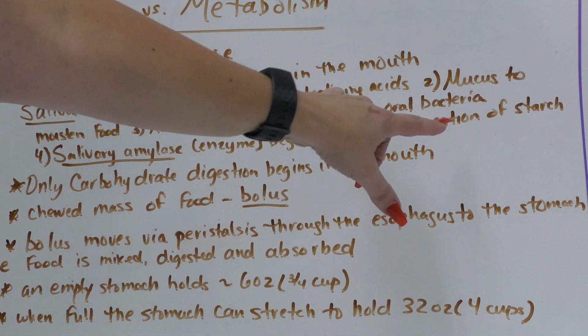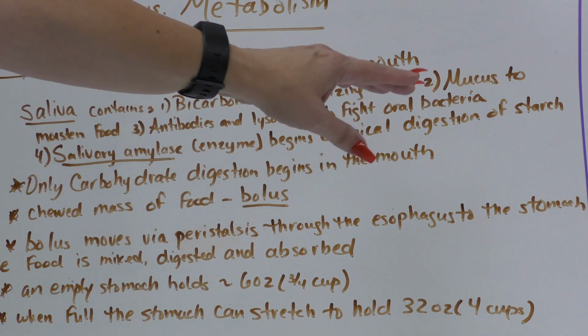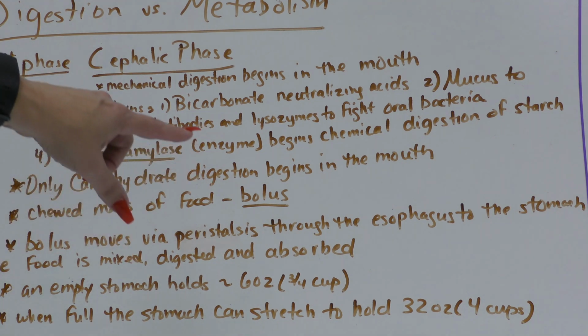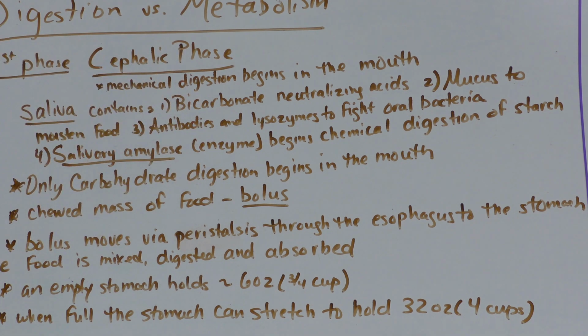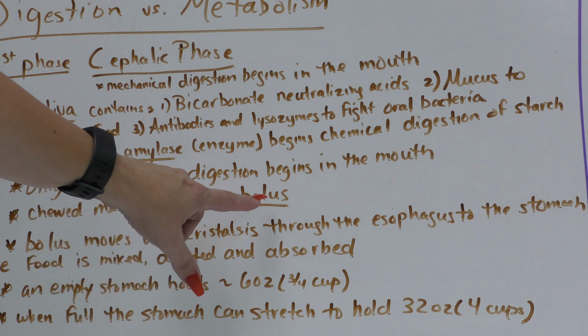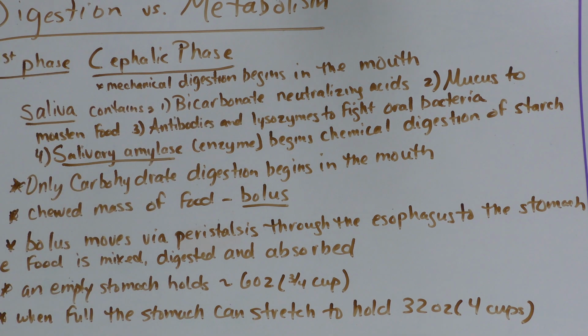And that's going to begin our chemical digestion in the mouth. Mechanical chewing, chemical, that's going to start digesting those starches. Only carbohydrate digestion begins in the mouth. That's it. A chewed mass of food is called a bolus, B-O-L-U-S. It's a bolus of food. And it moves via that peristalsis through our esophagus to the stomach, where it's mixed, absorbed, and digested.